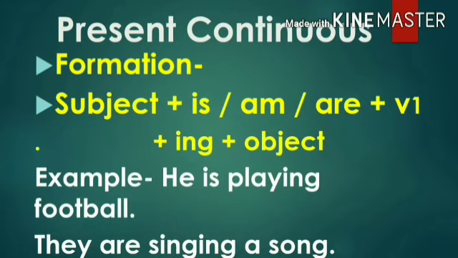Next, they are singing a song. Here they is the subject. With they we have to use are. So they are. Sing is the V1. With sing, ing is added. So they are singing a song. A song is the object. You can make your own sentence, learn the formation and create your own example.